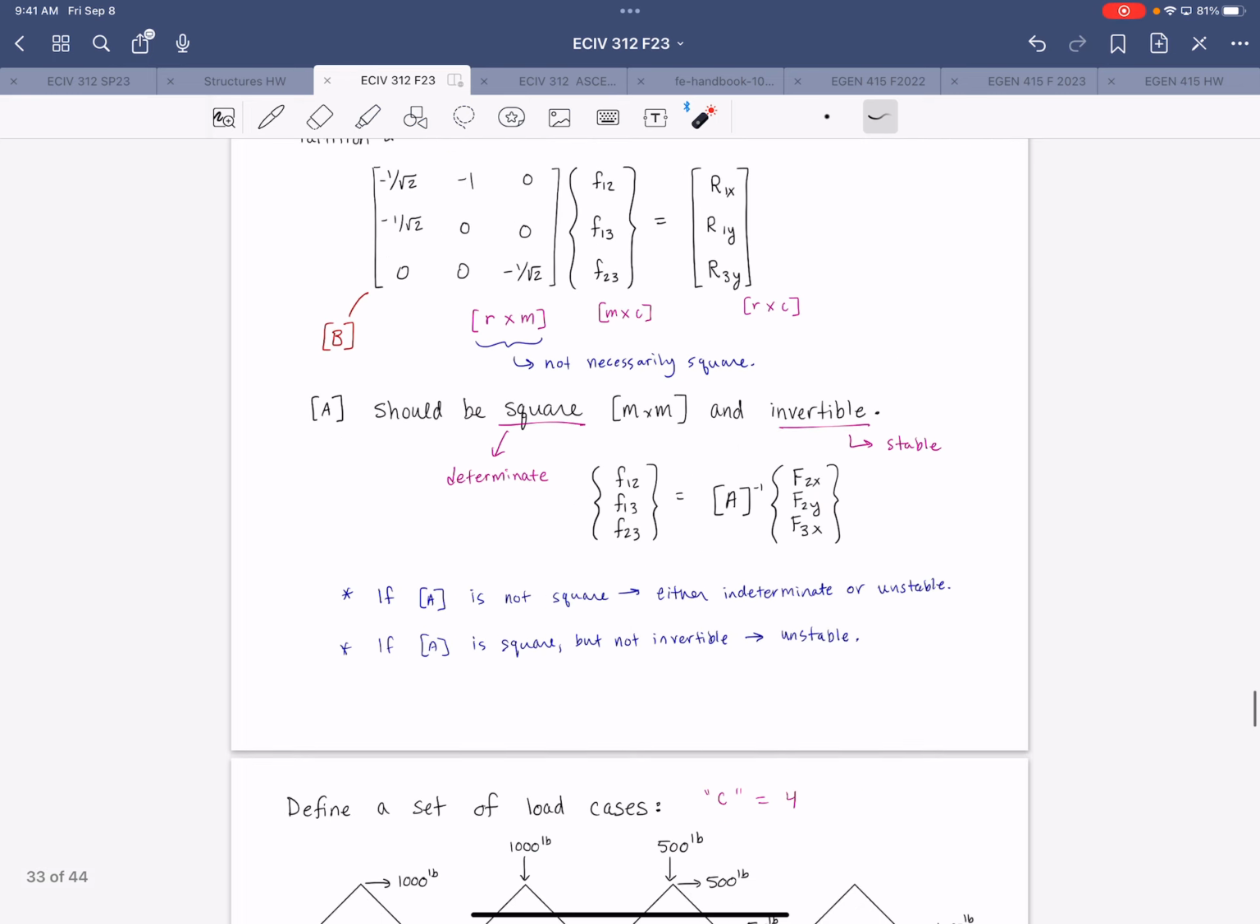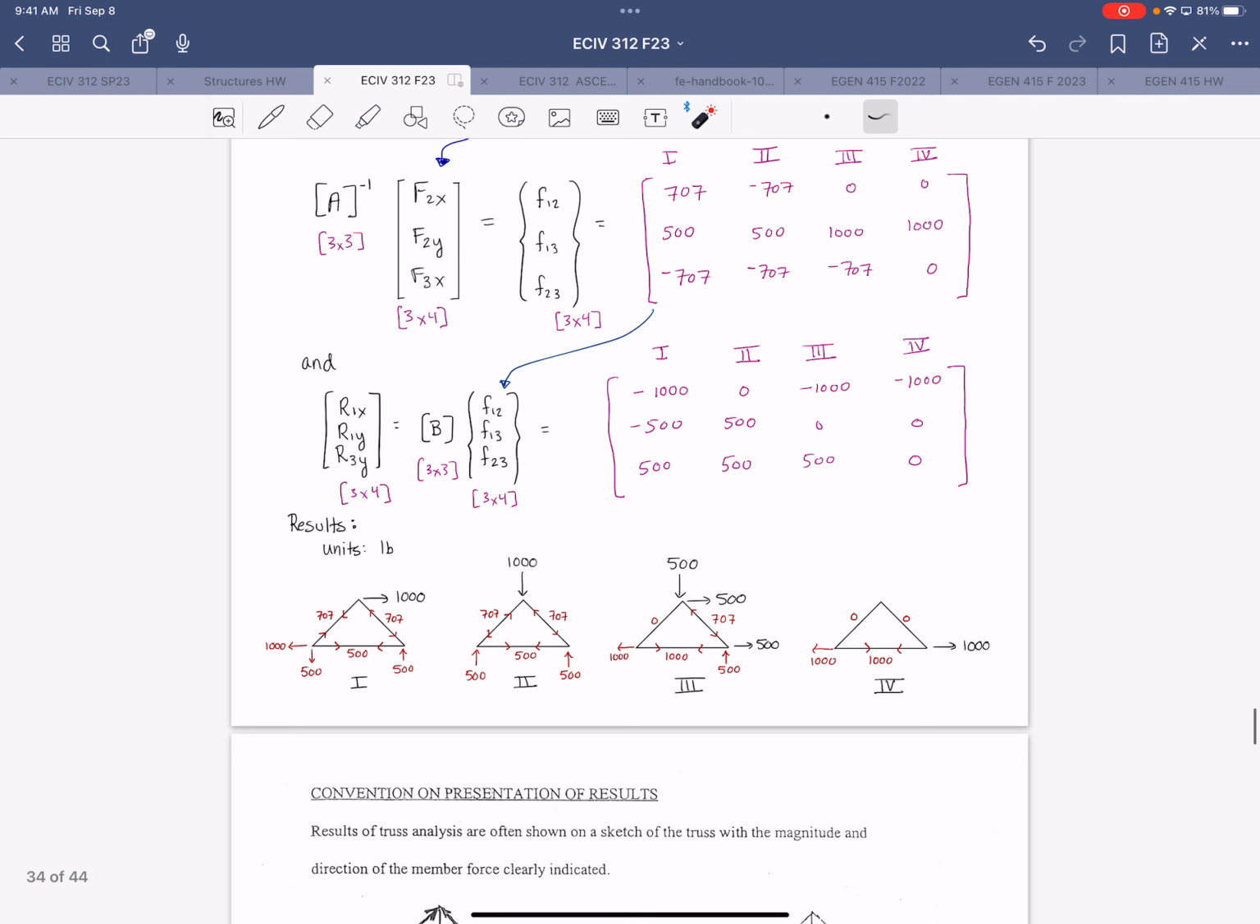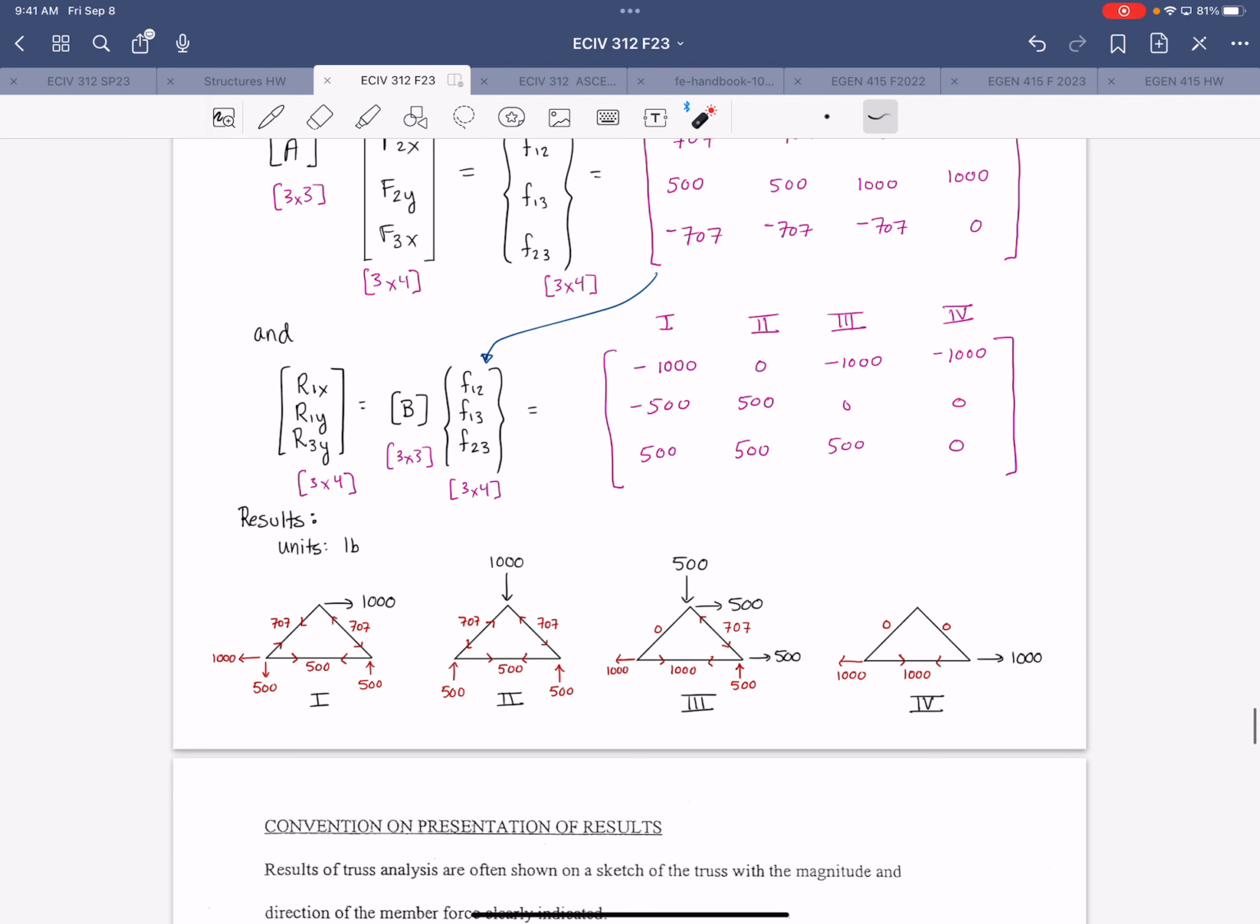Then what your homework assignment will ask you to do is, after you've completed the solution, pick one of your load cases and apply those equilibrium equations to verify that the external reactions you got from your solution are correct. So that's what that will look like.